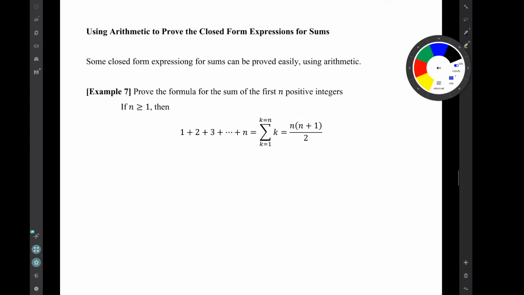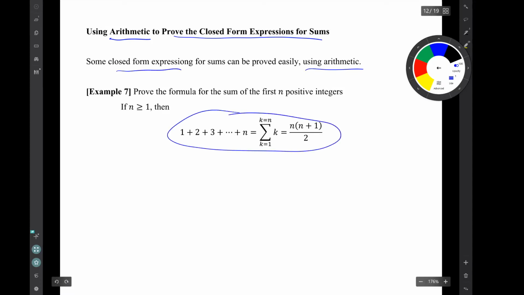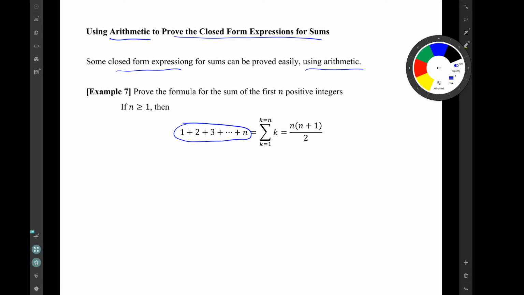Now I want to talk about using arithmetic to prove the closed form expressions for sums. Some closed form expressions can be proved easily using arithmetic. So for example, we can prove this formula, the formula for the sum of the first n positive integers. The way this works is we're going to give this a name. We're going to call that quantity S.